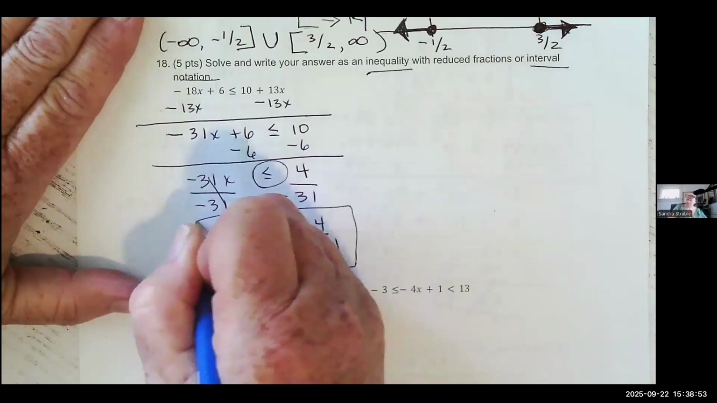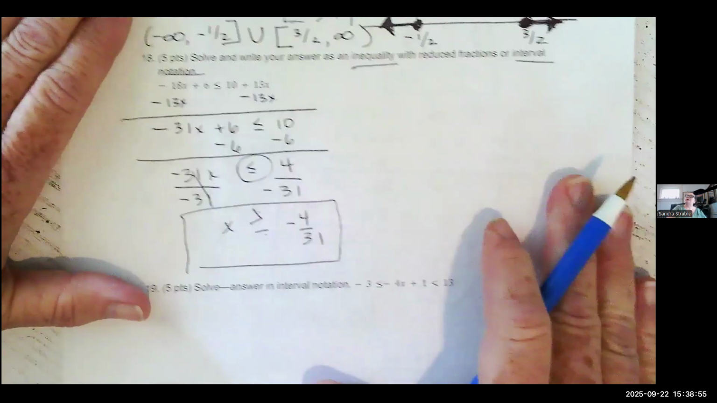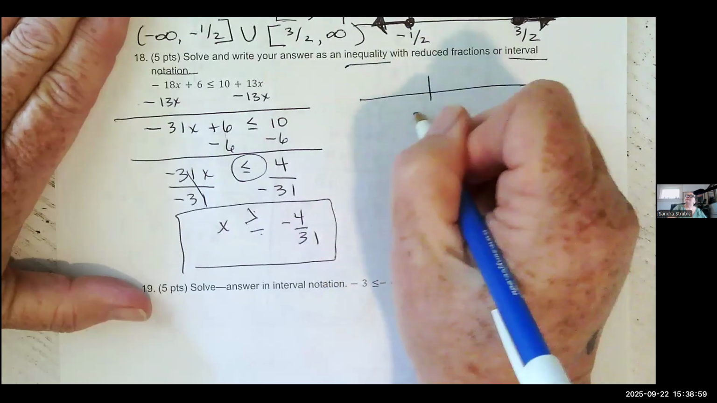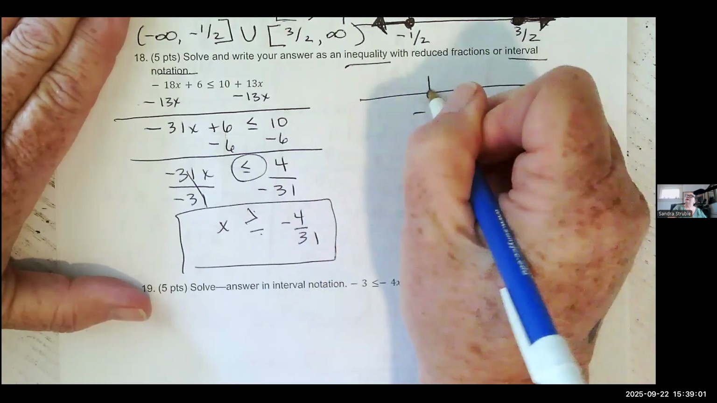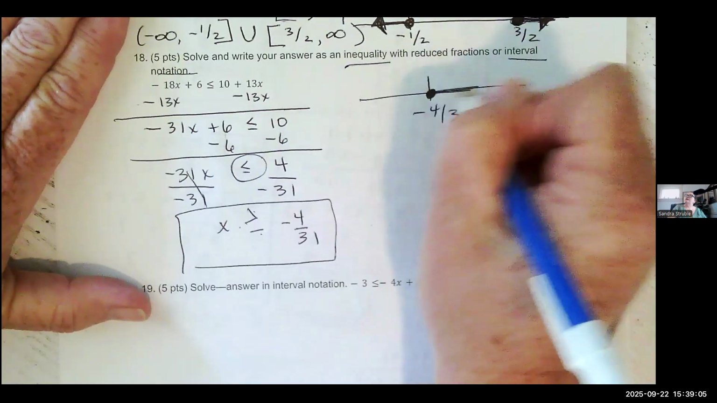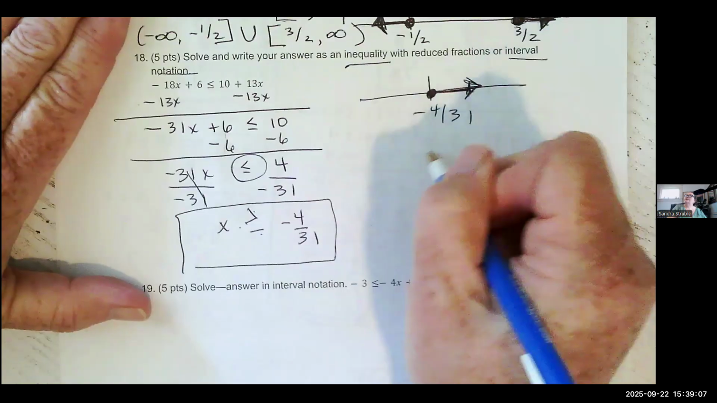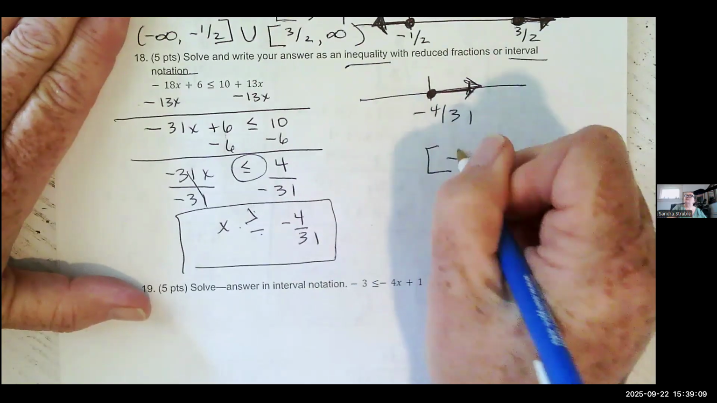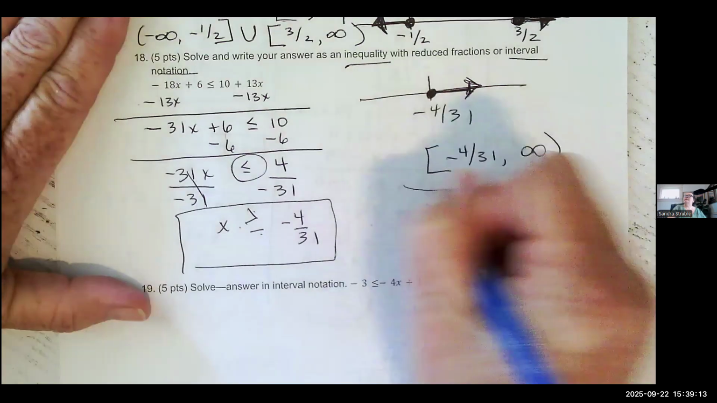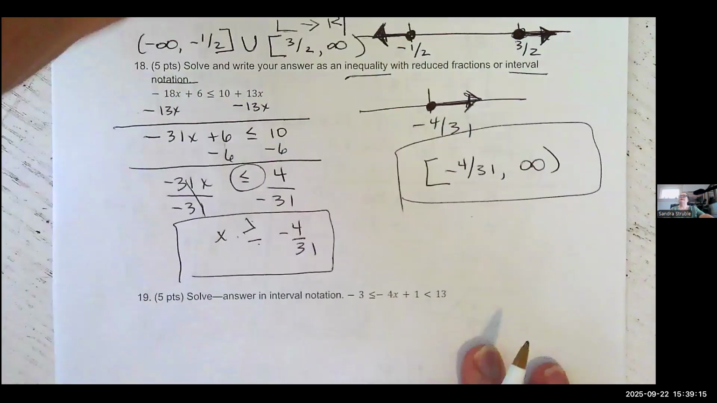Now I accepted this inequality, or if you did the interval notation, the negative 4 over 31 was included, and x is greater than, so it's taking off towards the right. So it should have been bracket negative 4 over 31, comma, infinity, parenthesis. I would have accepted either one of those answers.